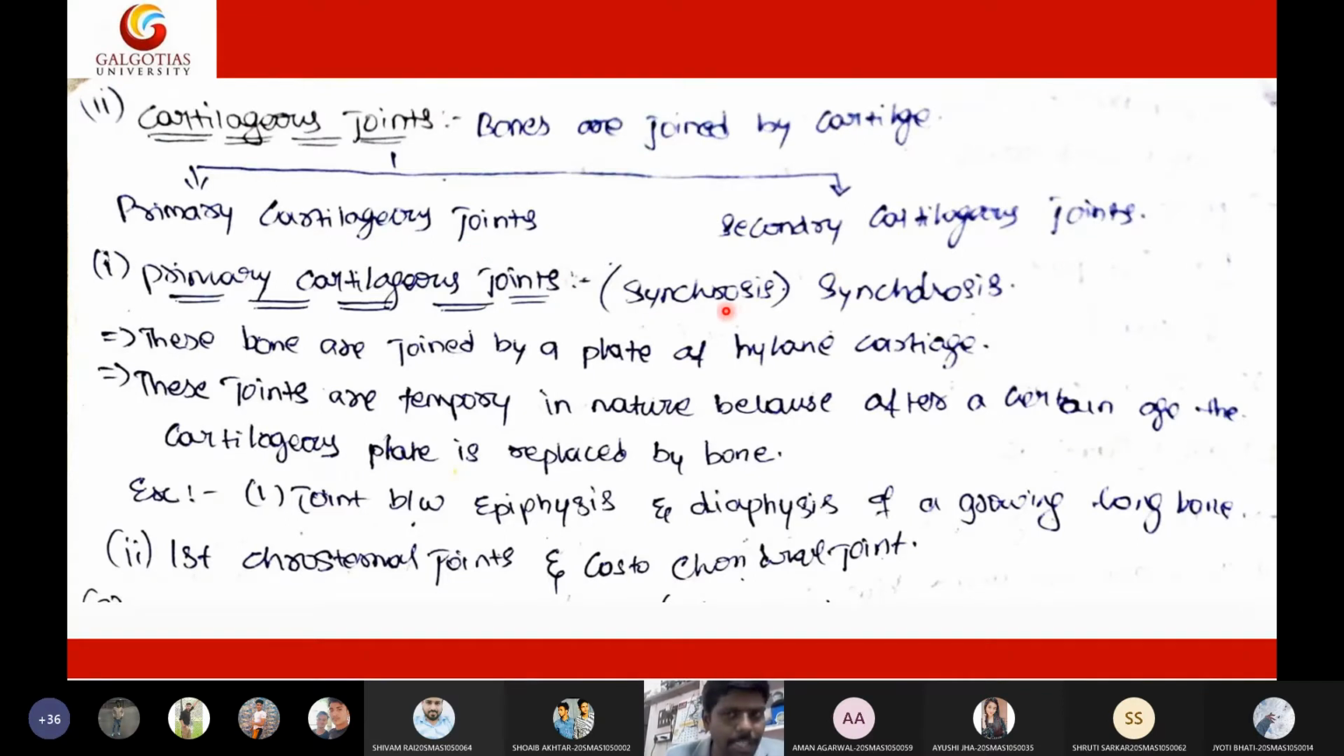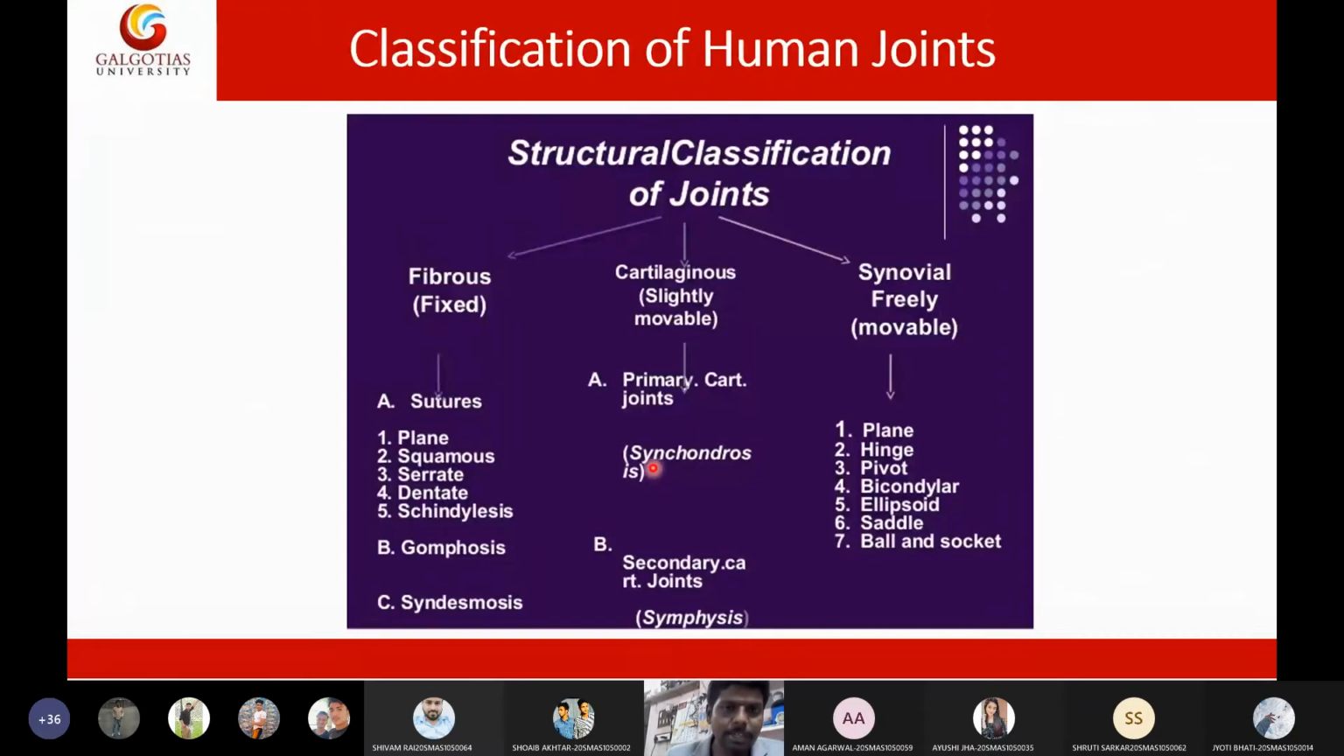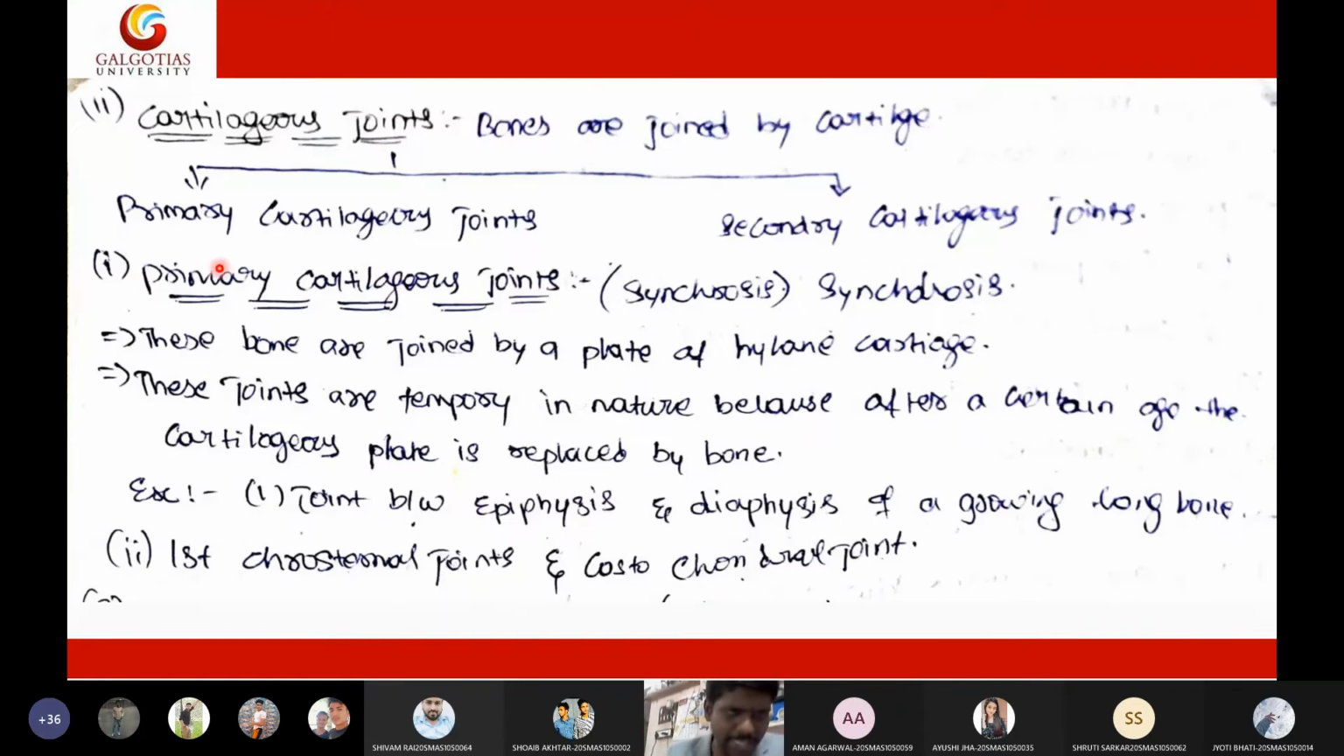Primary cartilaginous joints are also called synchondrosis. So synchondrosis is primary cartilaginous joints, whereas secondary cartilaginous joints are called symphysis. Synchondrosis means primary, whereas symphysis means secondary. Now let us see where the primary cartilaginous joints are present in our body.